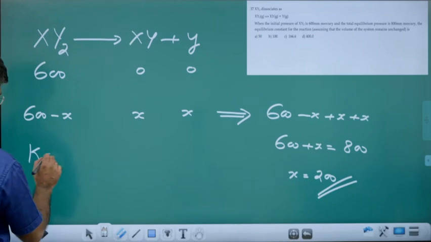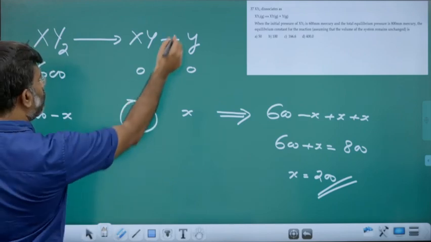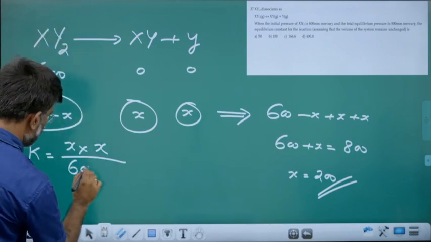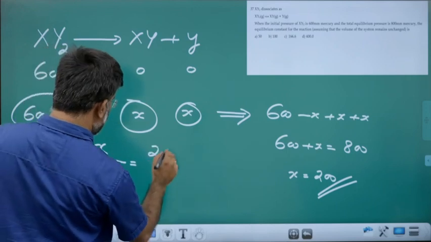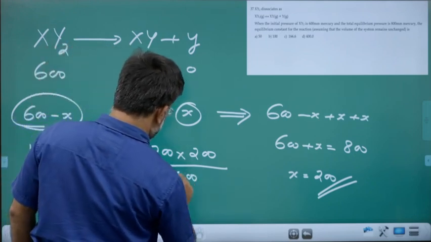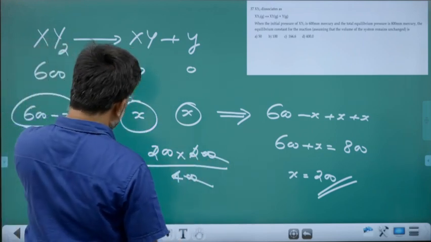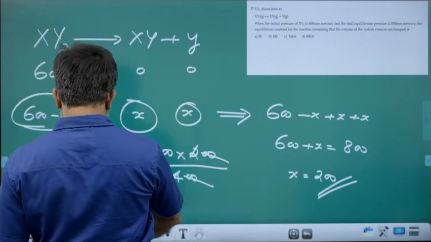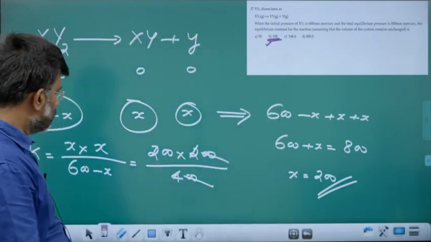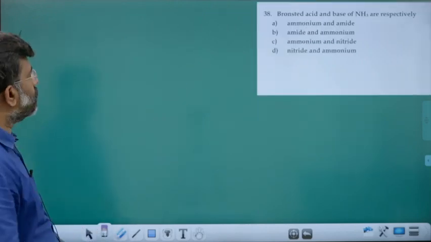Hence, the equilibrium constant is pressure of XY, x, into pressure of Y, x, divided by pressure of XY2, 600 minus x, where x is equal to 200. So it is 200 into 200 divided by 600 minus 200, that is 400. So what do you get? 100. Option B, 100. Next.